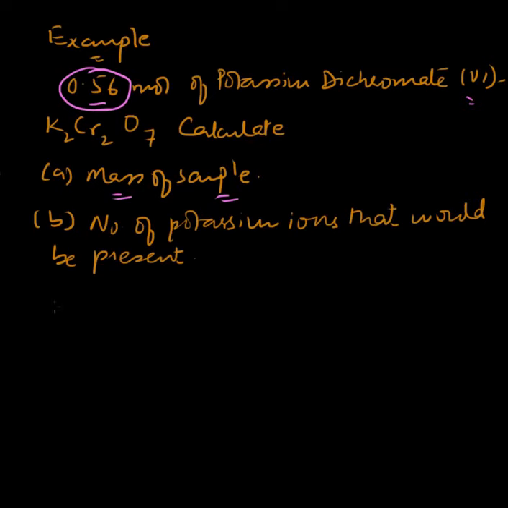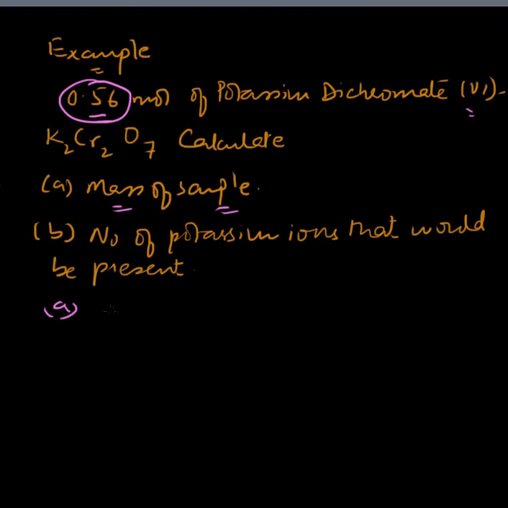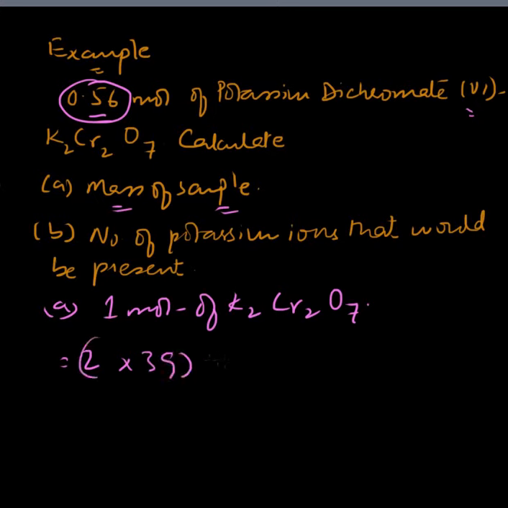Okay, so first of all, part A. Okay, mass of 1 mole. So 1 mole of what? Of K2Cr2O7. Okay, so let's have a look. K2 potassium, 2 multiplied by 39, Cr2 chromium, 2 into 52, and then we have 7 into 16, that is oxygen. This is equivalent to 294 grams.